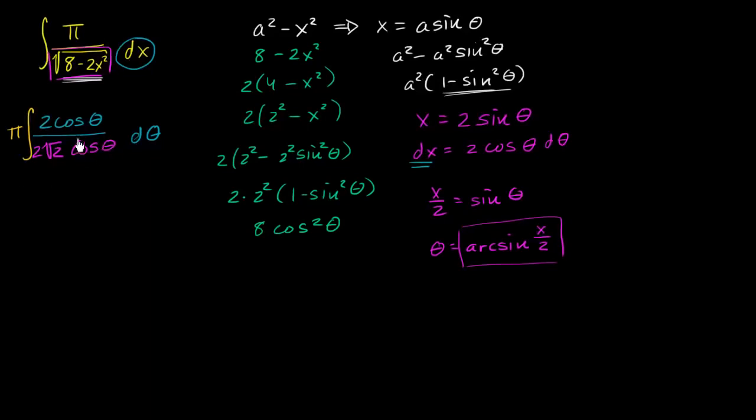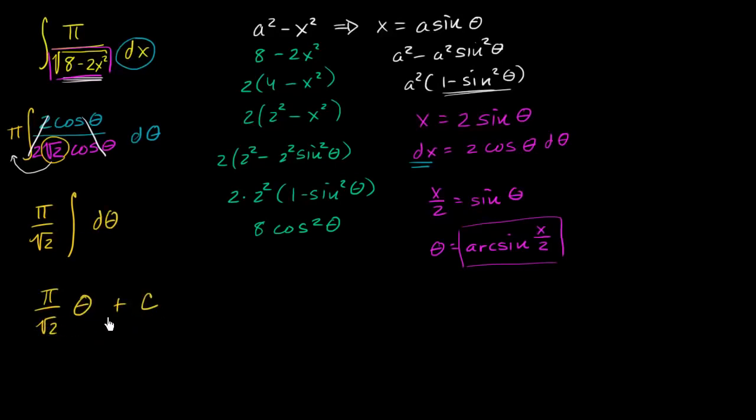So now we can start to simplify it. Cosine theta cancels out with cosine theta. This 2 cancels out with this 2. We could bring this square root of 2 outside. And so we are left with pi over the square root of 2 times the indefinite integral of just d theta. And this is just going to be equal to pi over the square root of 2 times theta plus c.